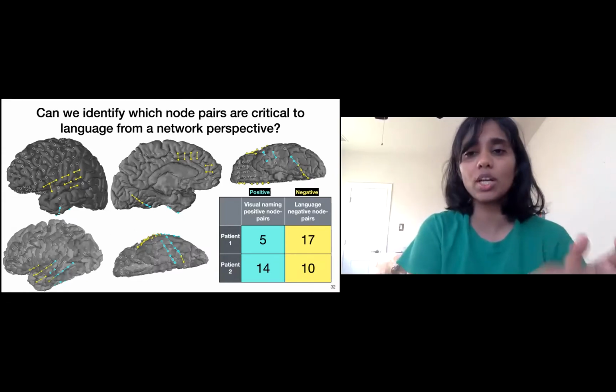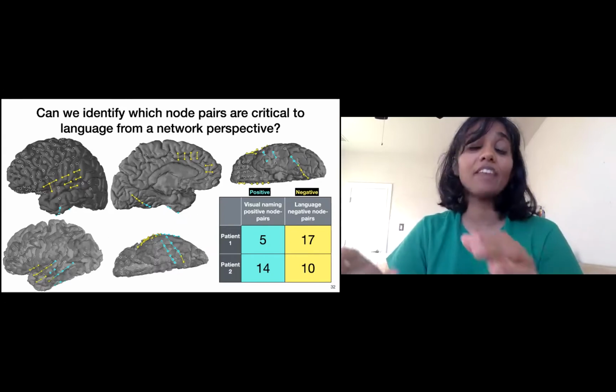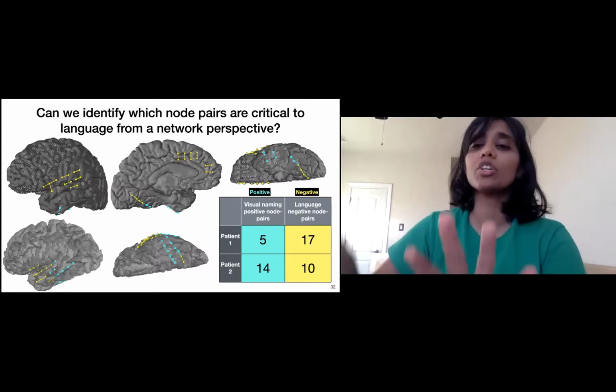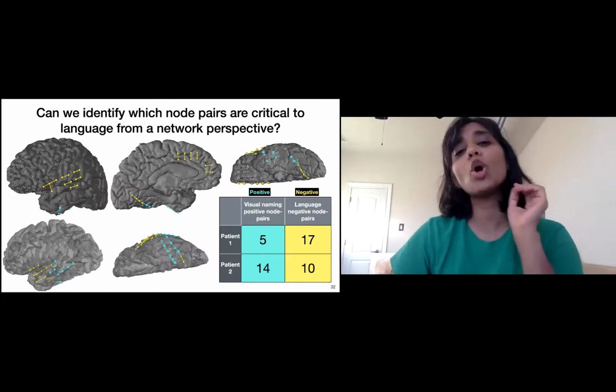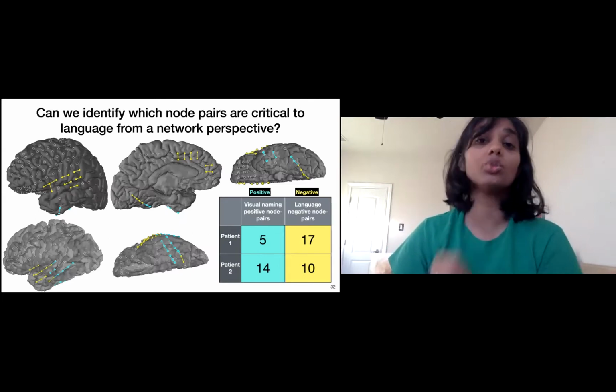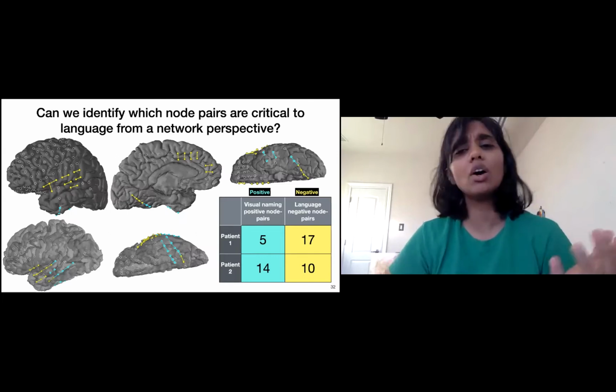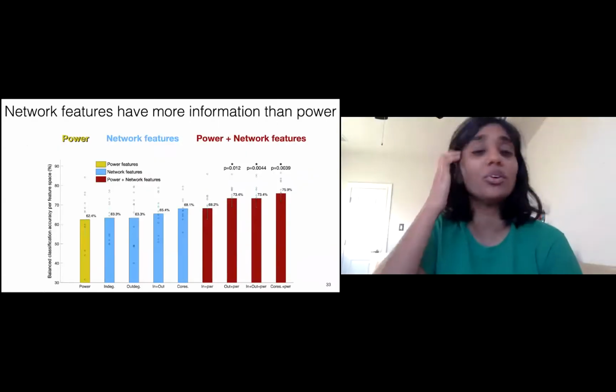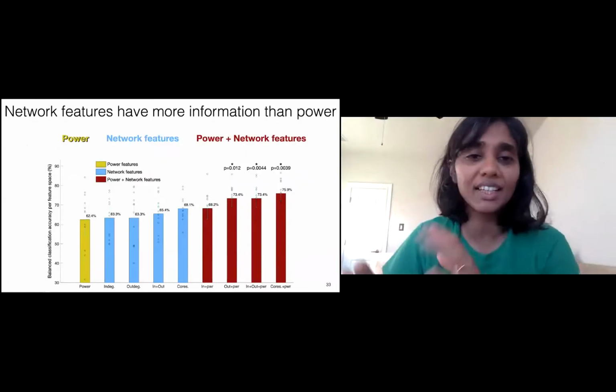We use a little for training, but then we test. What's our accuracy in dividing language positive from language negative if we only use power features to do the classification? How good is it? And what if we use only network features to do the classification? How good do we get? I'm just showing you the results because the details can get too much.